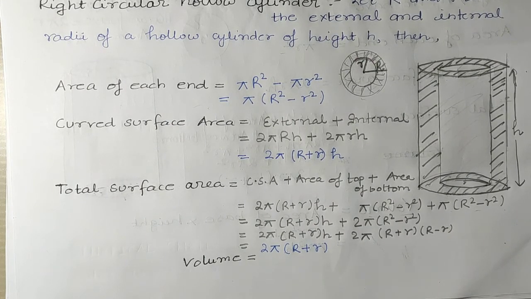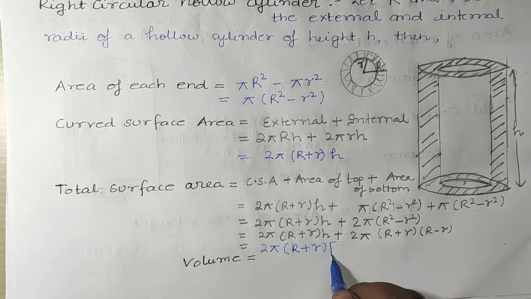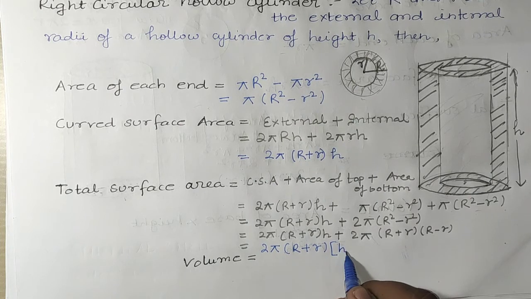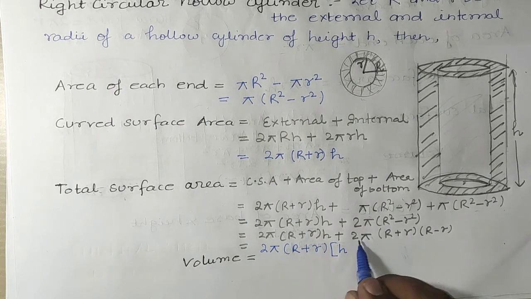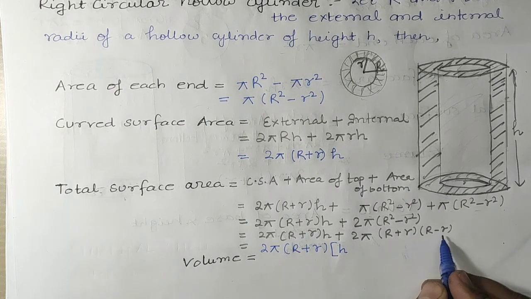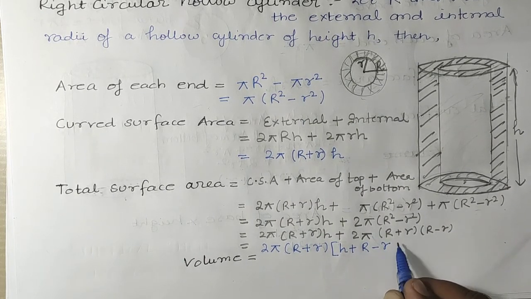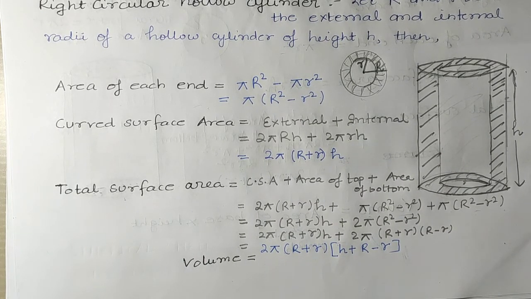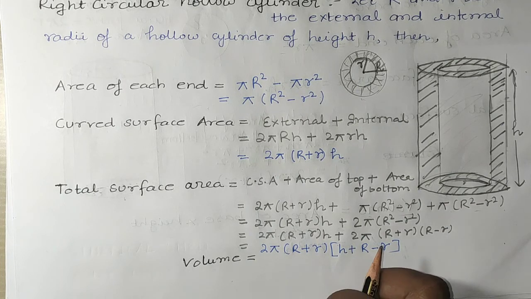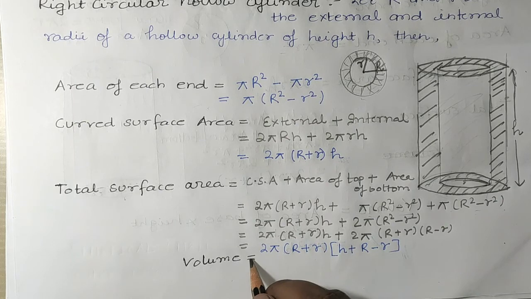This much you can take common from these two. So if you take 2 pi r plus r as common, what is left? From here h is left, and from here 2 pi r plus r is taken common, so what is left? Plus r minus r. So this is the formula of the total surface area of a right circular hollow cylinder.